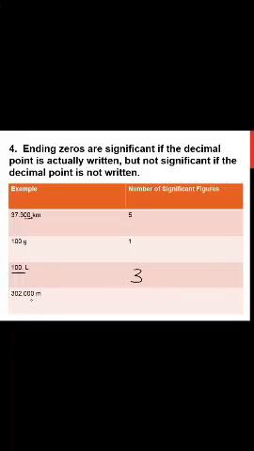Try this last example. Remember that trailing zeros depend on the decimal point. Is there a decimal point? If there's not, then you need to make sure you're only counting the zeros that follow our other rules. So these zeros at the end do not count. However, the 0 in the middle does because it is between two non-zero numbers. So again, we only have 3.